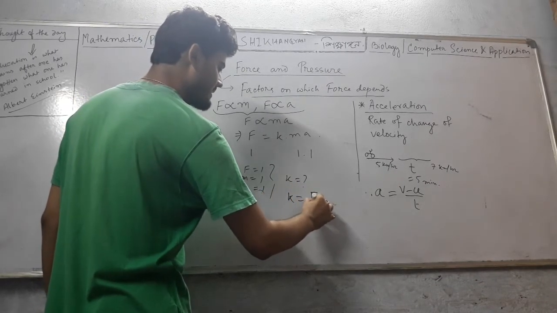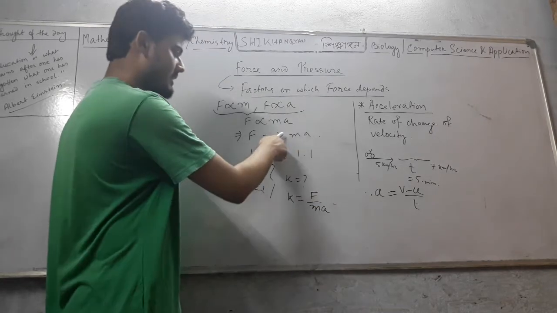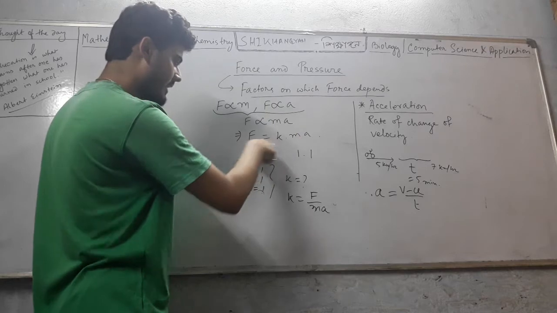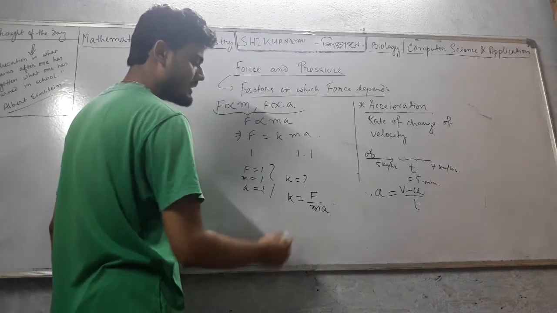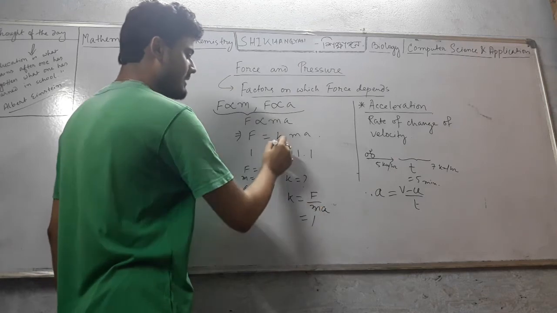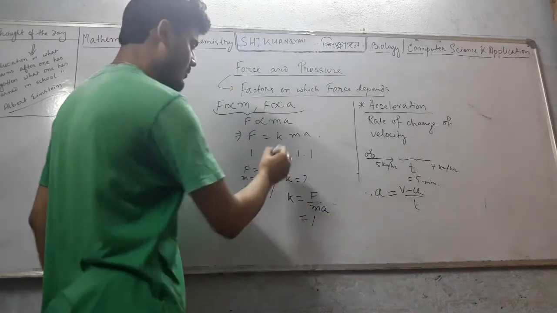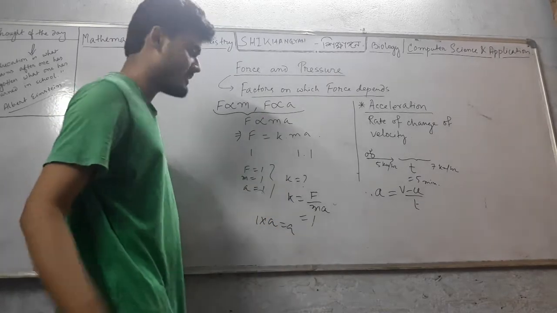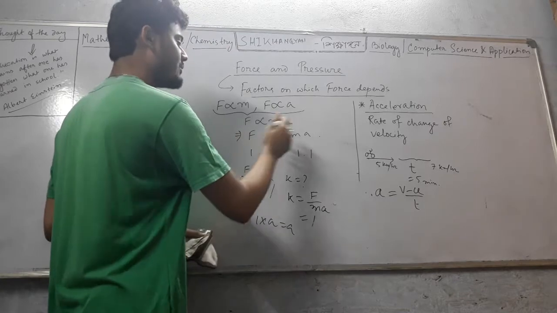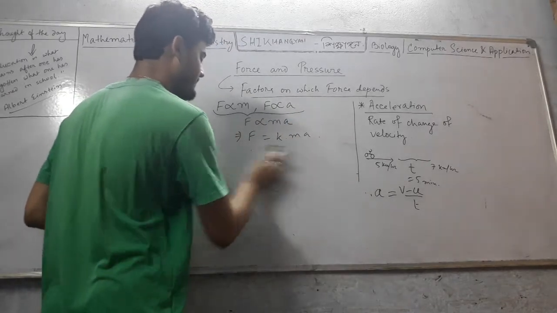K is equals to F by MA, right? From this equation, K is equals to F by MA. So 1 by 1 into 1, that means K is equals to 1. So 1 multiplied by anything, what remains? 1 into A, that means A, right? So we can write F equals to MA instead of writing F equals to KMA.